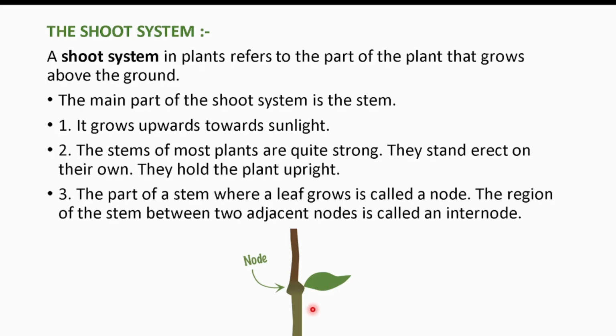So the point from where, see, here is a point. So the point from where the leaf grows, that point is known as a node of the leaf. जिस point से वो leaf grow कर रहा है ना, वो point को हम node कहते हैं.